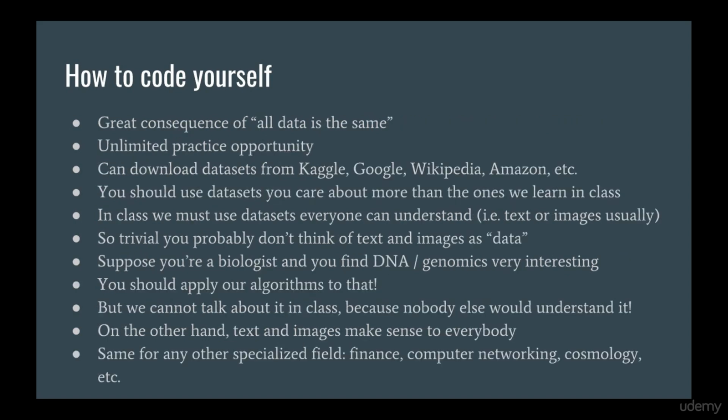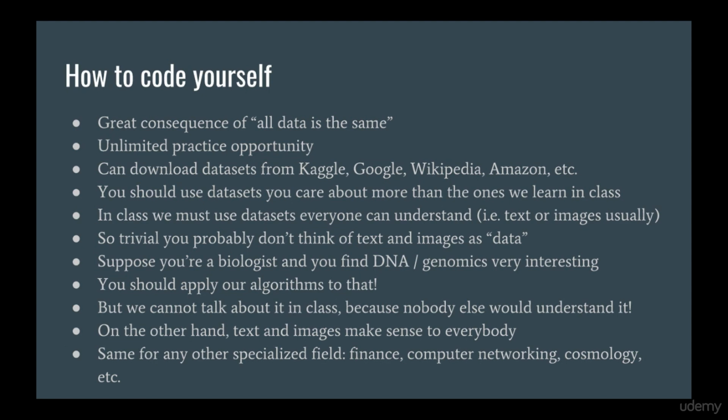One great consequence of all data is the same is that there is an unlimited amount of practice opportunity for you. You can download data sets from Kaggle, from Google, from Wikipedia, from Amazon, or from anywhere else and try the algorithms you learned. What this means is, let's say you have a data set you care about more than something we do in class. See, in class we have to use data sets that everybody can understand. For example, text and images. Everybody should know what text and images are. Text and images are just fundamental data types on the web. You probably don't even think about the fact that text and images are data because it's so trivial.